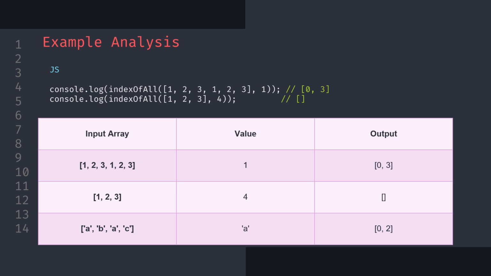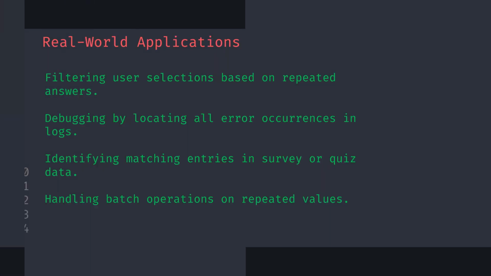Now let's explore where this could be used in real apps. This is useful in data processing or user input and analysis. You can detect how many times a user chose an option, or find all positions where errors occurred in a dataset. It helps developers write smarter, data-aware code.